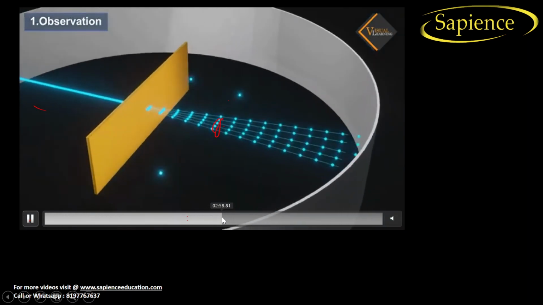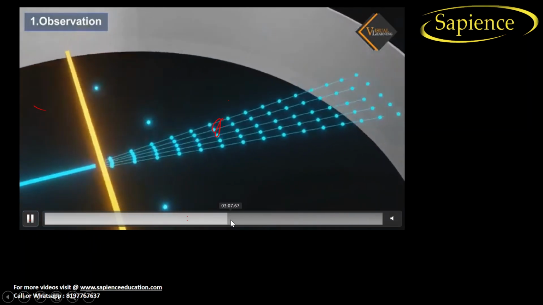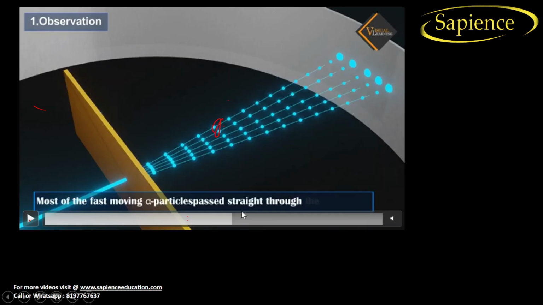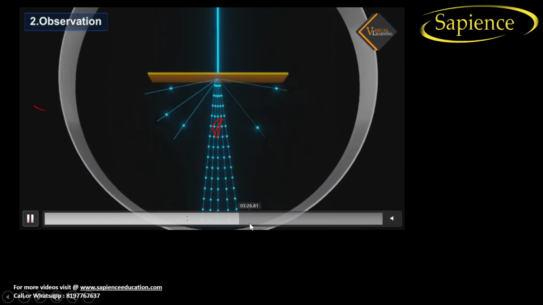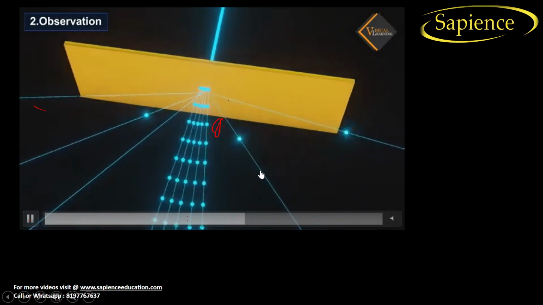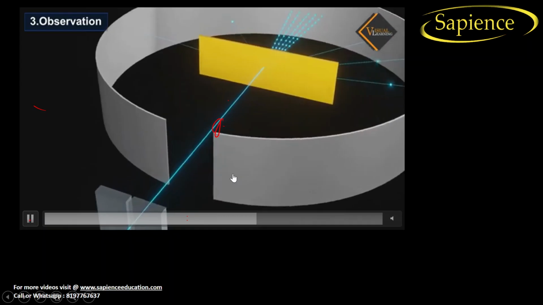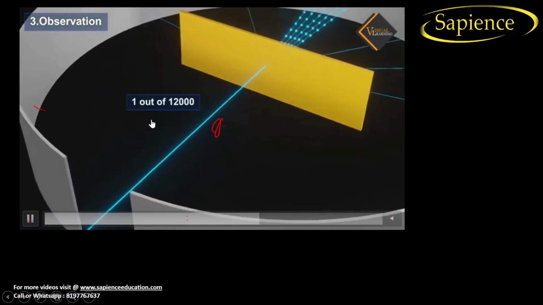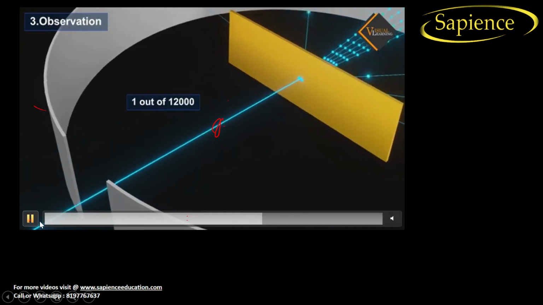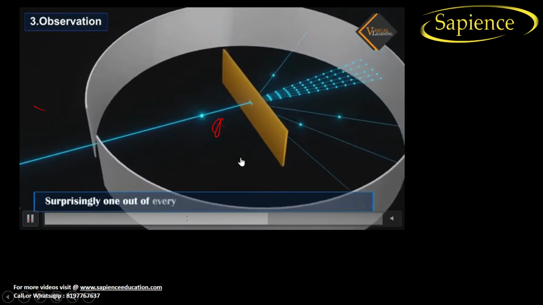Observation one: most of the particles pass through. This is your first observation. Second observation: some of the particles are deflected at a certain angle. Some of the alpha particles were deflected by the foil by a small angle. Now this is the third observation. Out of 12,000, only one comes back in the same direction, that is, 180-degree back.